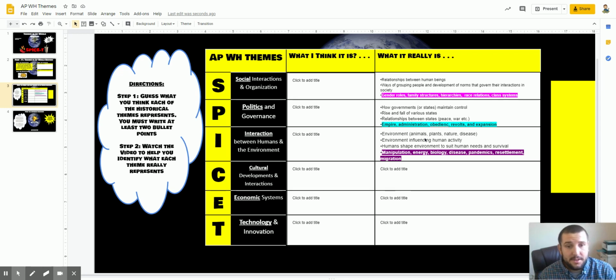It talks about how this environment influences our activity, or how our activity influences the environment. Like how does the geography get affected when we create giant cities next to riverbeds? So a lot of things that have to do with manipulation of the environment, the use of energy, biology, diseases in the world, pandemics that might occur because of humans' interaction with environment, the resettlement or relocation of peoples from one geographic location to another, the migration to new areas. Those are all humans' interaction with the environment. That is our interaction theme.